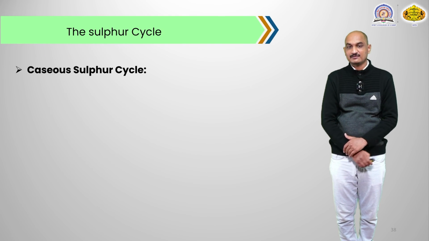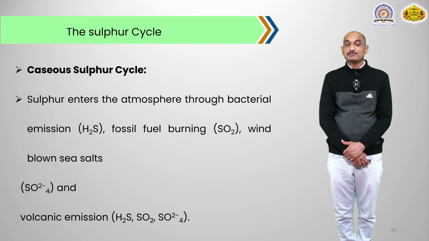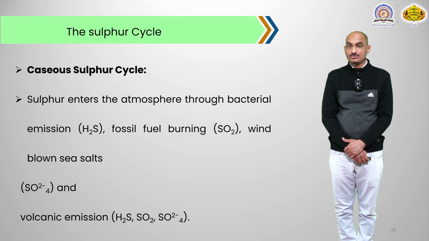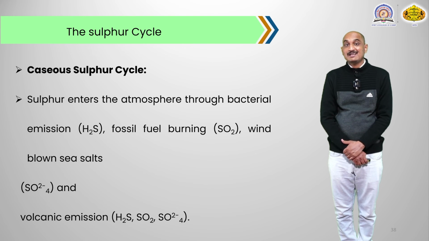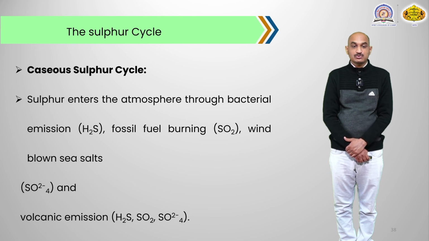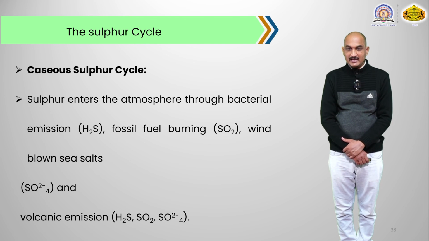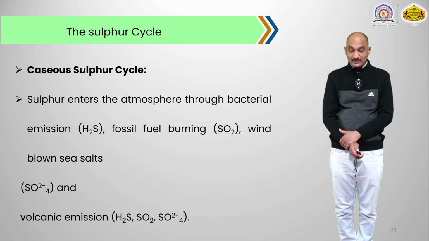The first one is the gaseous cycle of sulfur. In that, sulfur enters the atmosphere through bacterial emission, that is H2S, hydrogen sulfide, then through fossil fuel burning in the form of SO2, sulfur dioxide, also through wind-blown sea salt in the form of SO4 2-, and through volcanic emission. All these different types of sulfur content enter the atmosphere in different forms.